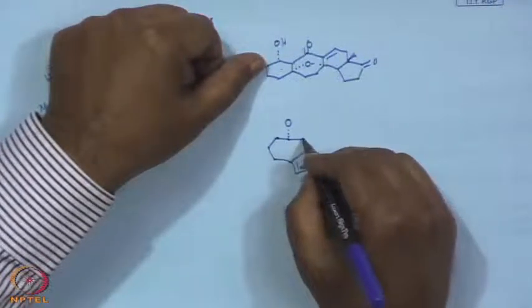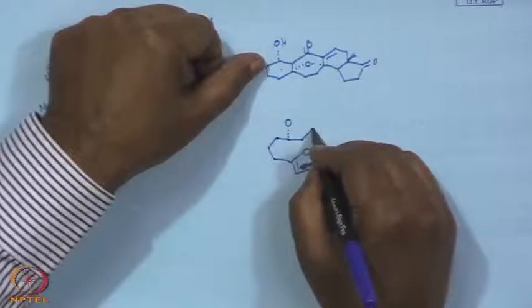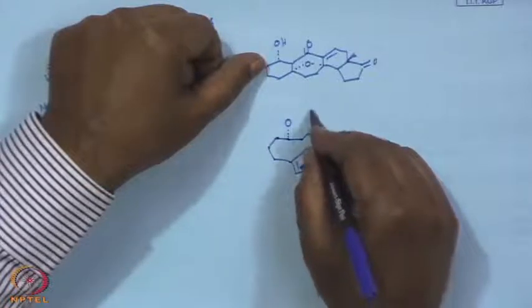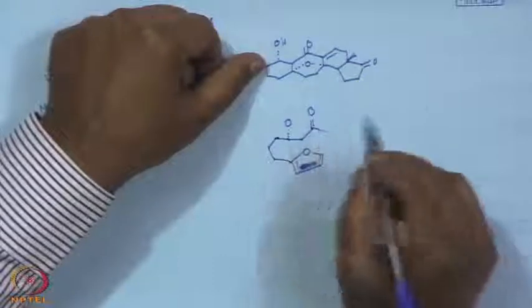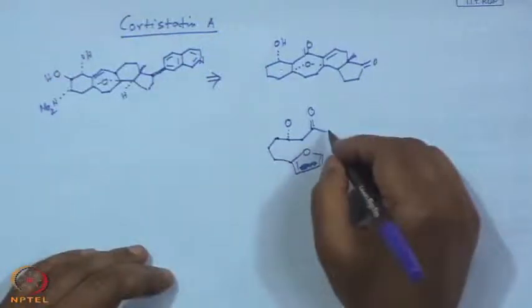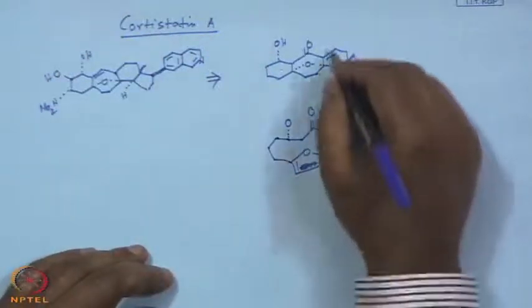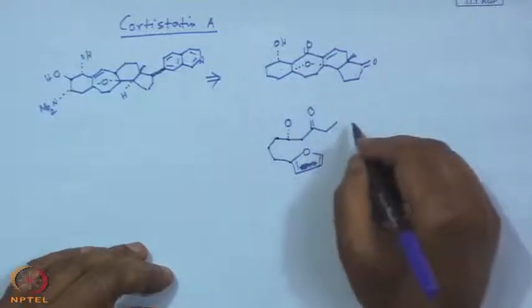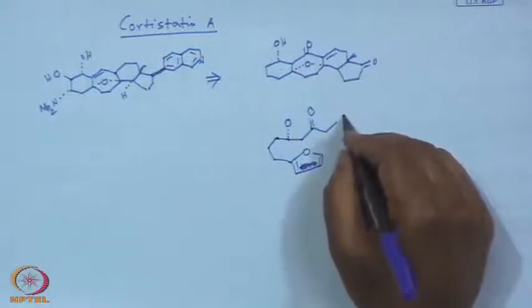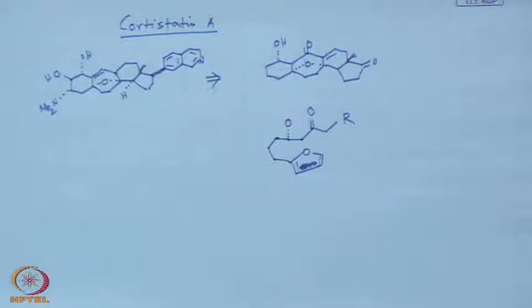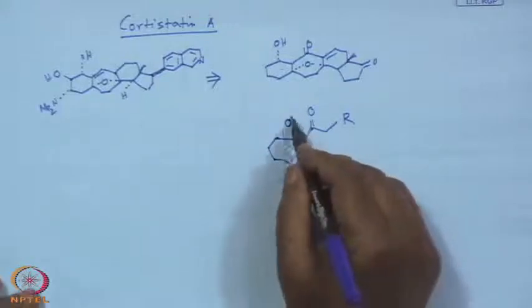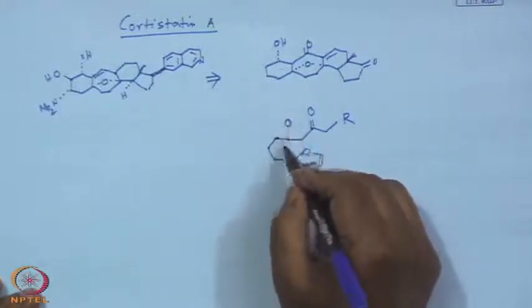Then you will have a carbon, then again a carbon here, then this carbonyl and then this, right, and of course the other things should be there, and let us say I put R here. So, you have to fill in the blank here. So, what sort of group should we require?